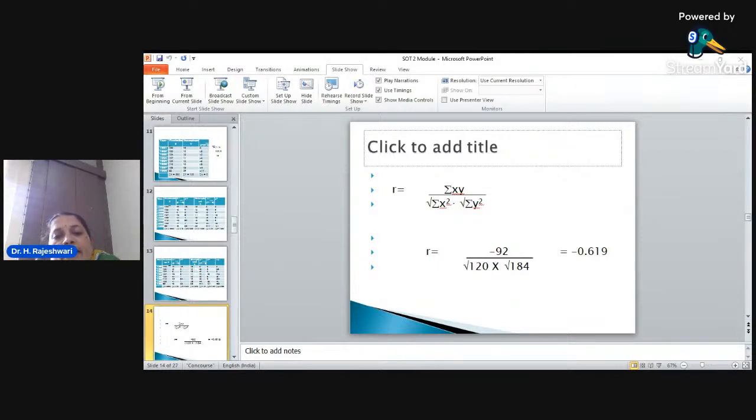So what does this indicate? The negative value indicates that they are negatively correlated, as we already understood by looking at the problem. And what about the value? As I told you already, if the value is 1 or 0.9 like that, then we can say it is significant, a very strong link is there. But here it is not so significant, but yet it is significant. It is merely significant, we can say. Okay, is it clear?